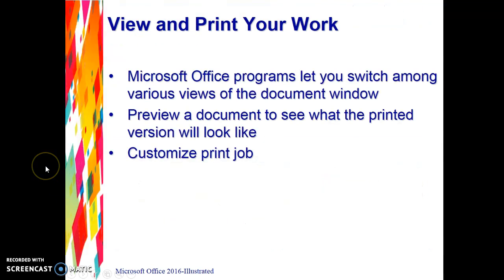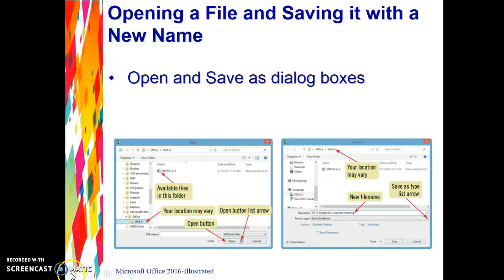Okay, so one of the things you're going to do when you save your files is open the Save As dialog box. Here you've saved in Office and Unit A, and if you take a look, here's the file name right here, Office A-1. When you open up this file, you're going to see the available files in the folder. This is the location of the folder. It's in Microsoft Office, Office, Unit A.